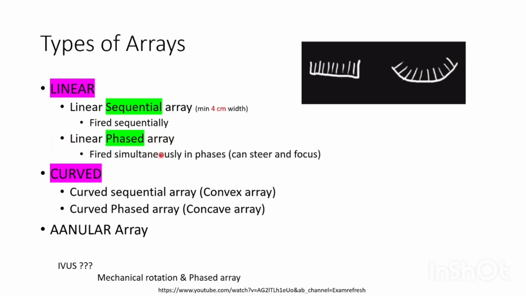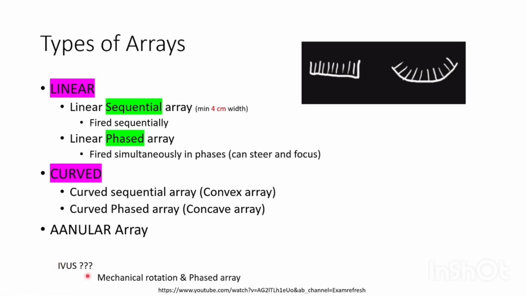it is fired simultaneously but in phases. That is, in multiple phases, it will be firing simultaneously. All these things are phase changes. So the advantage is we can steer and focus, the details of which will come later. The other probe is the curved probe, which you typically use for abdominal examination. And there is an annular array, the third type, which I suppose is used for 4D imaging.